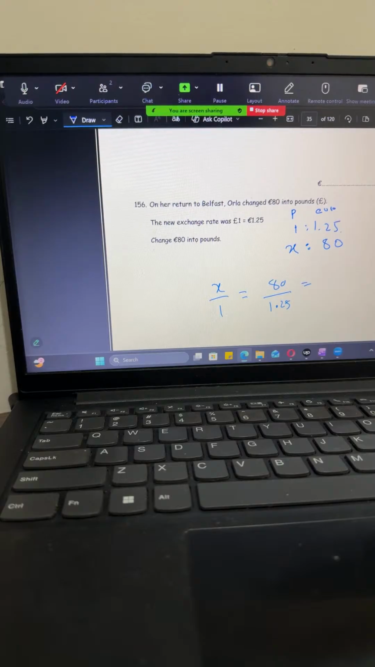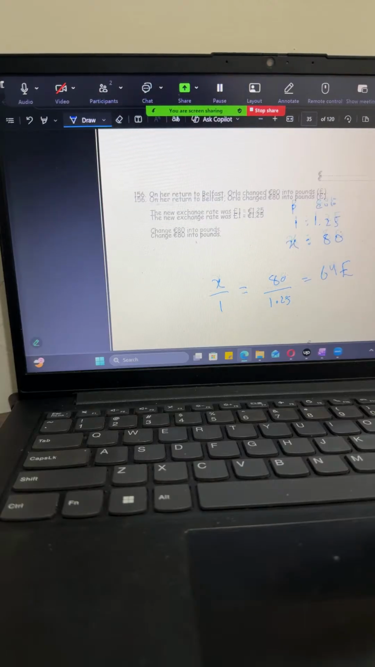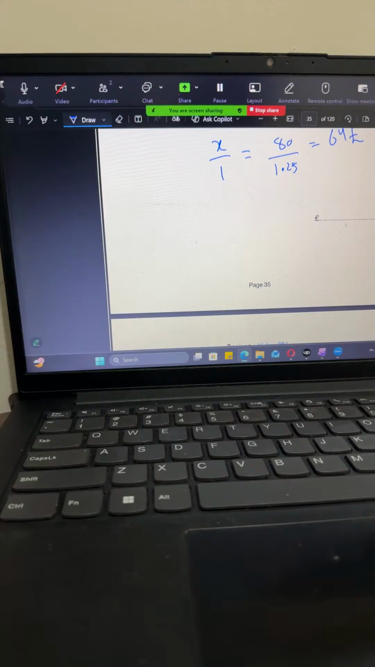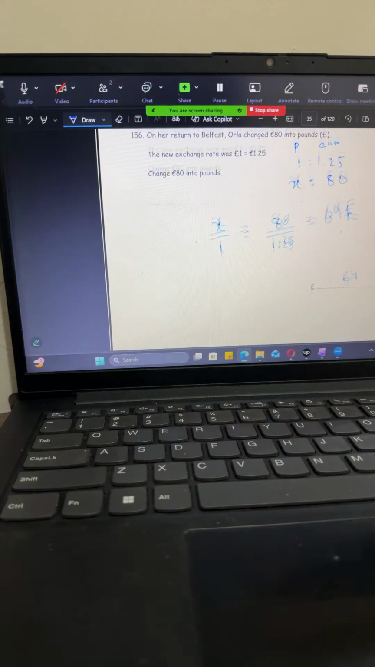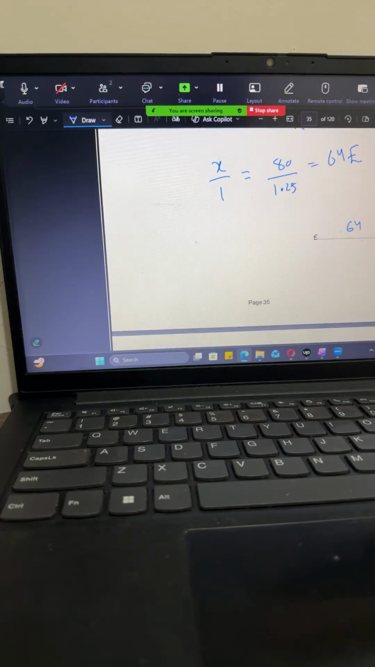Then we have to times it by 1 after, but it doesn't matter, right? Yeah, it doesn't matter. So just divide them, you will have your answer. It's 64. So she's going to get 64 pounds. Okay. So is this one clear? Yeah, it's clear.